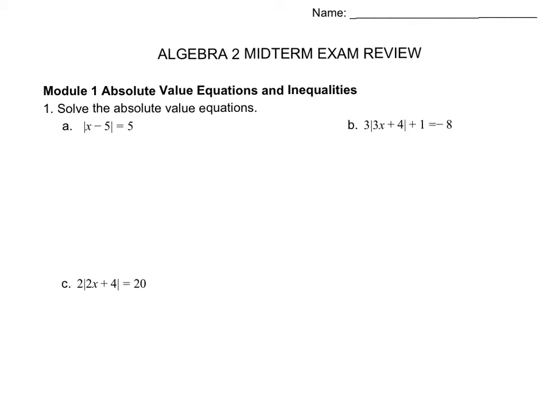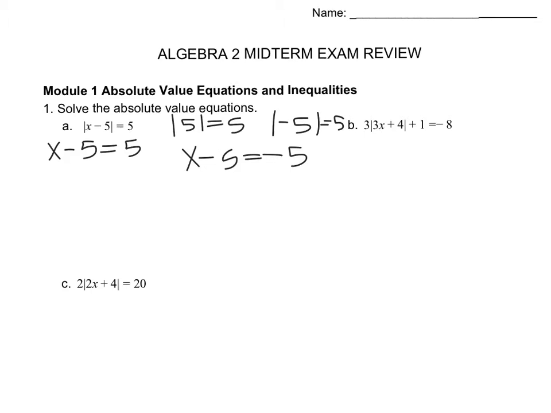So in A, we're looking at the absolute value of x minus 5 equals 5. Anytime you solve an absolute value equation, there are always two solutions. So the first solution is when x minus 5 can equal 5. But since the absolute value of 5 equals 5 and the absolute value of negative 5 equals 5, we also have to solve the equation for when x minus 5 equals negative 5.